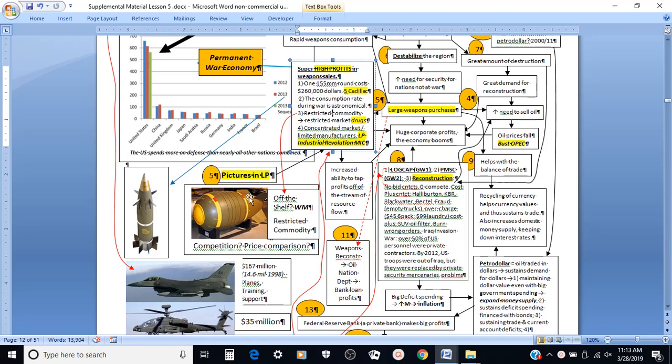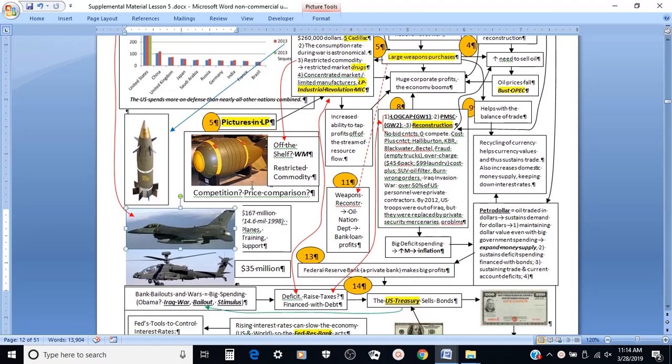Okay, so other examples of how pricey weapons are. This is an F-16 fighter plane made by the United States. I'm not sure who makes this now. I think actually Lockheed makes this now, but it used to be General Dynamics who first made this.